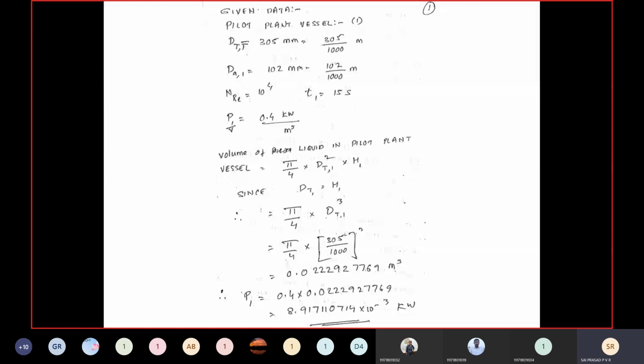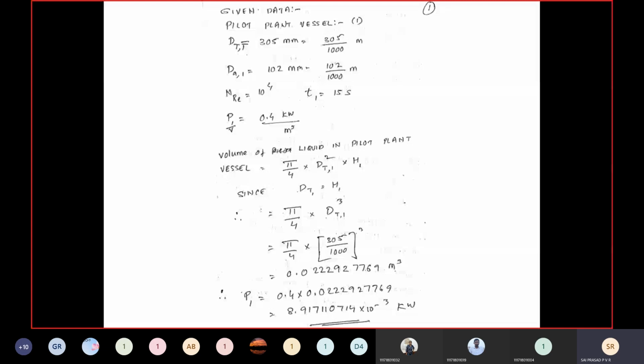Similarly, the diameter of the agitator in the pilot plant vessel is 102 millimeters. Hence I convert it to meters. The Reynolds number is 10 to the power of 4. The time taken for mixing is already given, that is 15 seconds. And one more point here: power consumption per unit volume of the liquid is equal to 0.4 kilowatts per meter cube. With this data, we are supposed to start doing the problem.